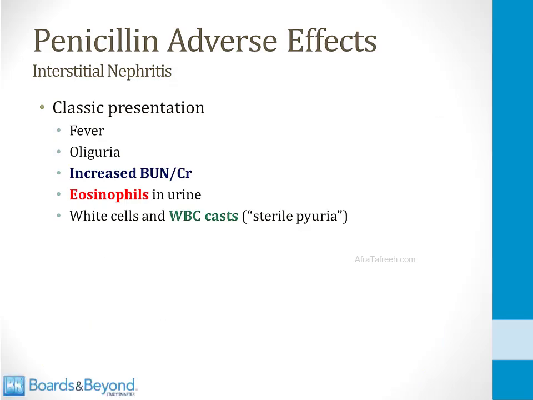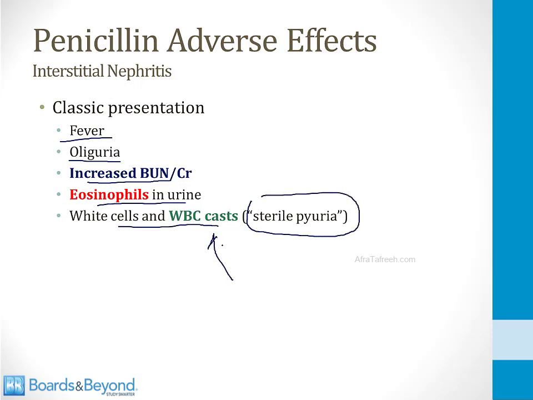The classic presentation of interstitial nephritis is something you should know for your exams. It involves fever because it's an allergic reaction. The inflammation in the kidneys will lead to decreased urine output. That's oliguria. The BUN and creatinine will rise. Eosinophils are sometimes seen in the urine, and then a classic finding in the urine is the presence of white cells and white cell casts. This is called sterile pyuria because normally white cell casts are seen in the setting of pyelonephritis, but in interstitial nephritis, they occur in absence of bacteria and in absence of evidence of bacterial infection of the bladder, so there won't be symptoms like dysuria in a case of interstitial nephritis.